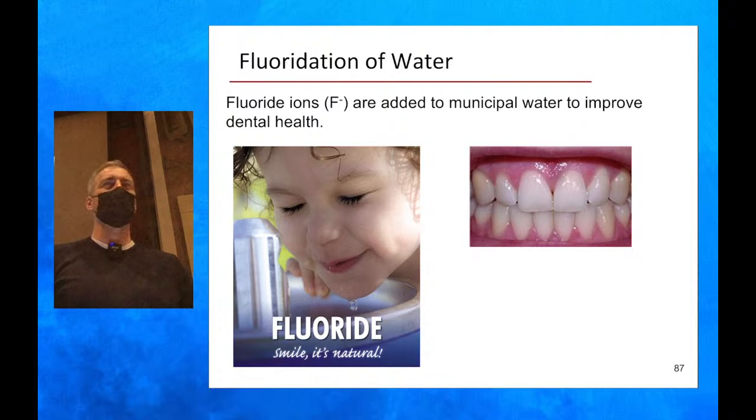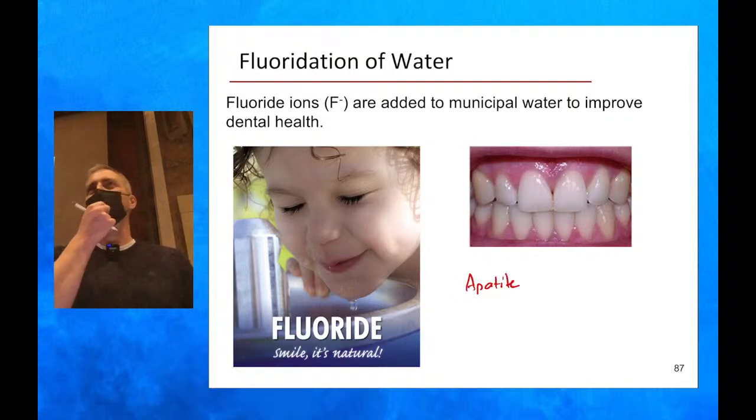We actually know why it does this now. There's a chemical in the enamel of your teeth called apatite, which I think is spelled A-P-A-T-I-T-E. And there's something called hydroxyapatite, which actually dissolves in acid. What acid does is it attaches to an OH on hydroxyapatite and helps break it down. If you add fluoride, it kicks away the hydroxy groups and replaces them with fluorides. They can't react with acid, and it makes your teeth basically protected against acid breakdown.